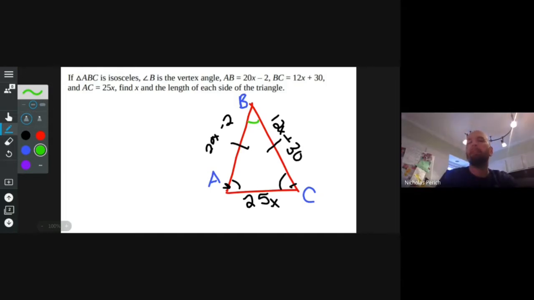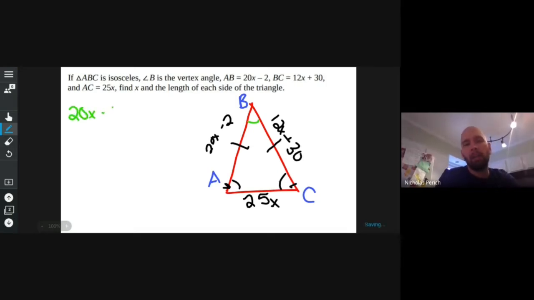AB and BC are equal to each other. So I can set 20x minus 2, because that's AB, equal to 12x plus 30. I'll give you 30 seconds to try to find x before I do it.